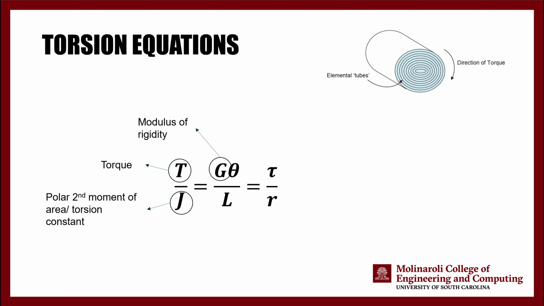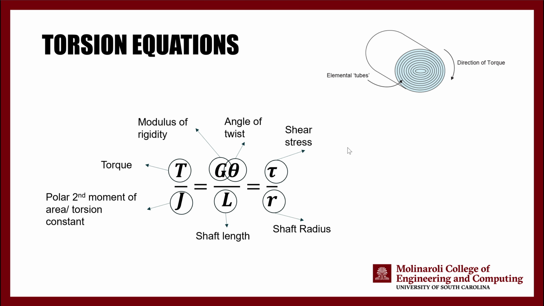So in the bending of a beam, we had the moment of inertia, or the second moment of area, and modulus of elasticity, Young's modulus. In the torsion of the beam, we have the modulus of rigidity and the polar moment of inertia. And the displacement of interest for us here is the angle of twist, how much of the twisting you're going to see in your beam. Tau is the shear stress that your beam experiences. L is the shaft length, and R is the shaft radius.